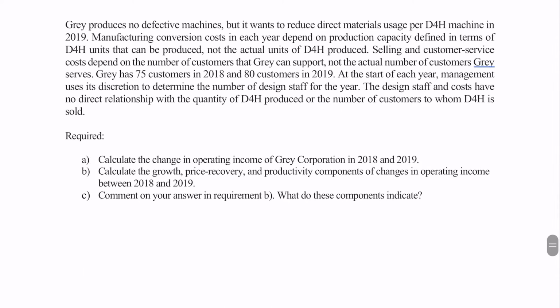Now, there are three requirements that we need to calculate. The first one is to calculate the change in operating income of Gray Corporation between 2018 and 2019. Second, calculate the growth, the price recovery, and productivity components of change in operating income between 2018 and 2019. Then we have to comment on our answer in requirement B. What do these components indicate?